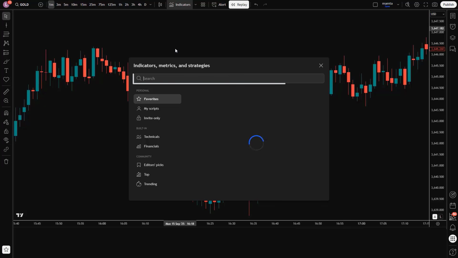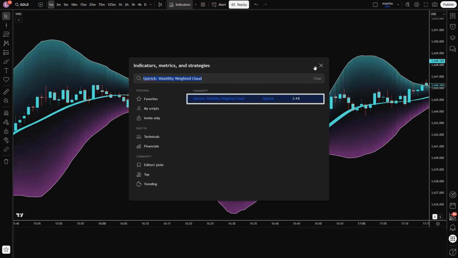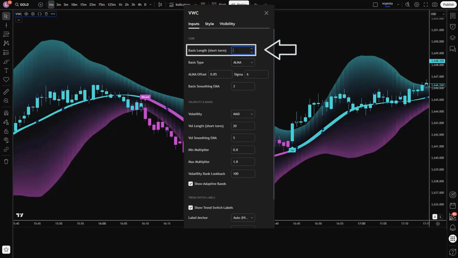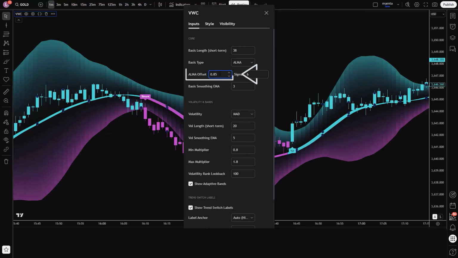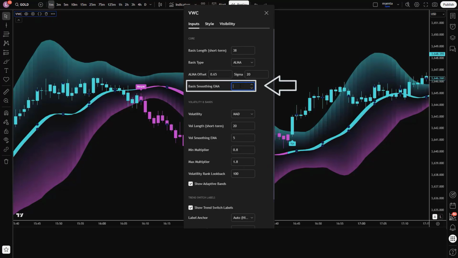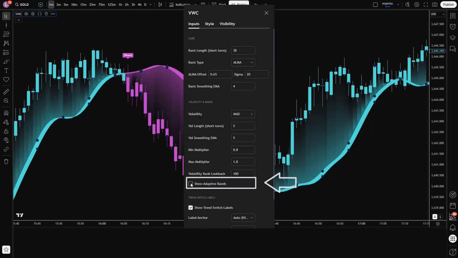First of all, we will search uptrend, volatility weighted cloud in the search box of TradingView. After that we have to click on the uptrend, volatility weighted cloud option, in which we have to change some settings. We need to hide these options. We have to change this basis length option from 34 to 38. We have to change this ALMA offset option from 0.85 to 0.65. We have to change this sigma option from 6 to 20. We have to change this basis smoothing EMA length option from 3 to 4. We have to change this vol length option from 20 to 5. We need to hide these options.